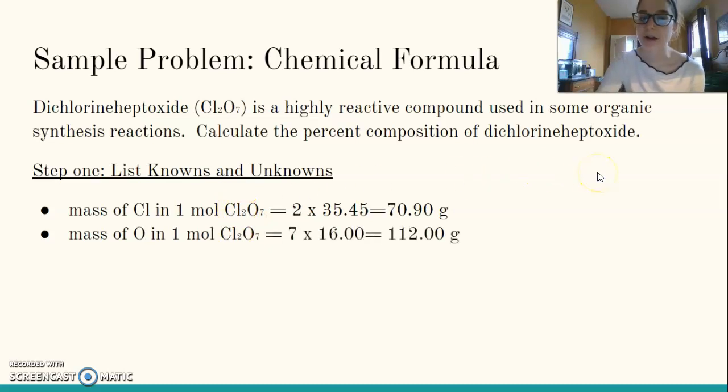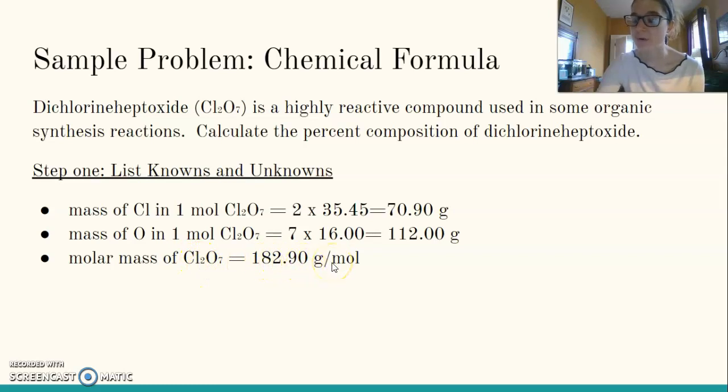I know that the mass of oxygen in 1 mole of dichlorine heptoxide is equal to 7 times 16, the molar mass of oxygen. And that gives me 112.00 grams of oxygen. We know that the molar mass of the entire compound is 182.90 grams per mole. You can find that just by adding together these two, because that's literally how you find it. You could just go straight from the periodic table too, but then you're just doing these calculations a second time.